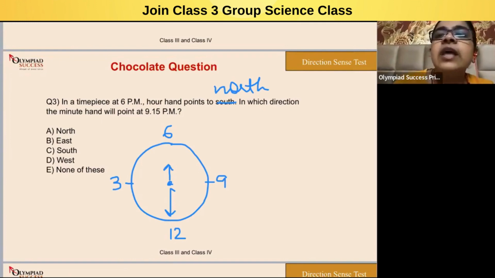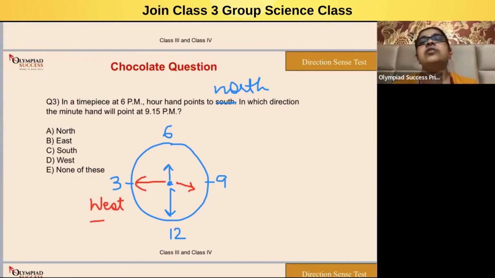Since it is the opposite clock, north will become south, east will become west. And so at 9:15, what will happen? This is the minute hand, and this is the minute hand. My minute hand will now point towards the west. So that's why it will just be the opposite of the normal clock. That's west. Okay. All right.